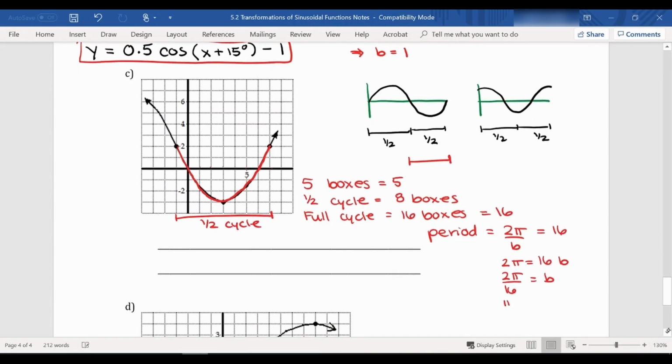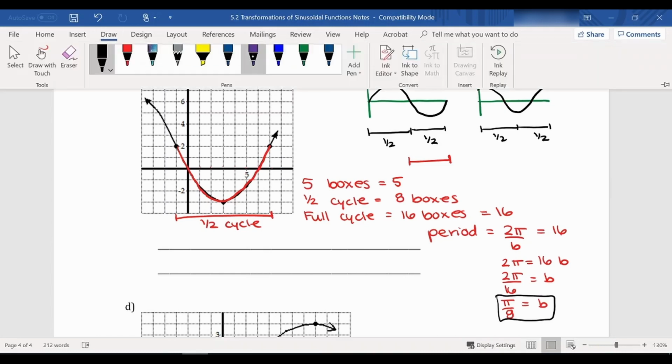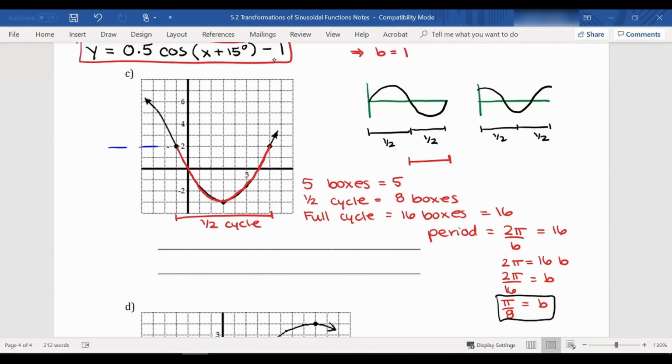So our b is pi over 8. That's going to be the same whether we're thinking about this in terms of sine or cosine. We also can draw in the midline here to these 2 points. That's going to give us our displacement and our amplitude here from our midline down to our minimum or up to our maximum. Okay, and we can see that this is 5.